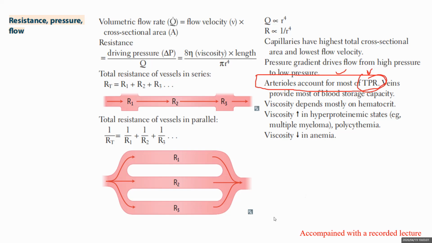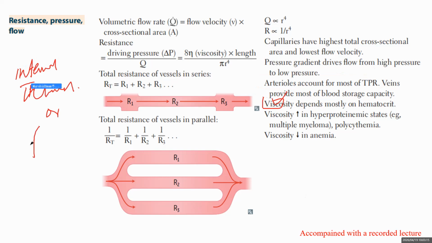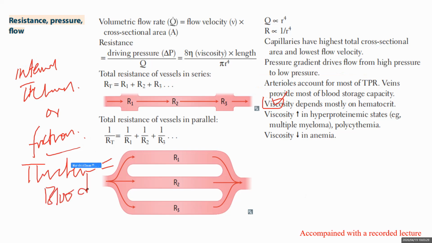Now let's turn to the viscosity concept, right? What is this viscosity all about? If you're going to define viscosity, it means the internal thickness, or you can say friction, of the blood. So the thicker the blood, remember, the higher the resistance to the flow. Thicker blood means higher resistance to the flow, right? So increased viscosity means increased resistance, decreased viscosity, decreased resistance, right?